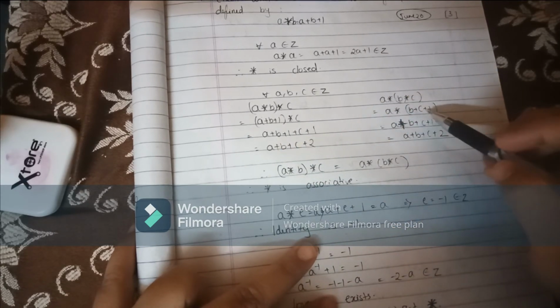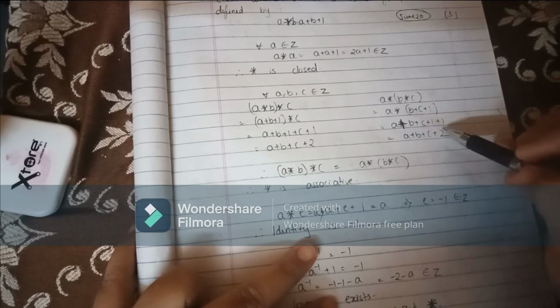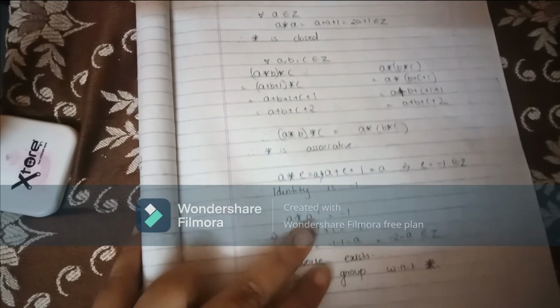Now here B plus C plus 1, and again this is the first, this is the second, so first plus second plus 1, that means this much. So both are coming equal, that means star is associative.